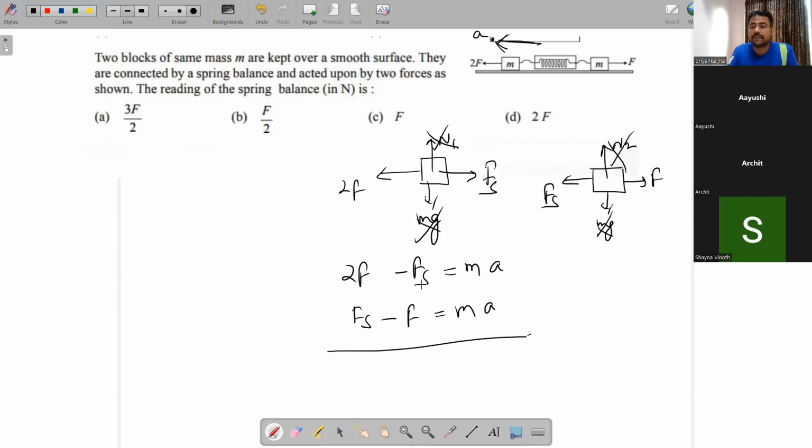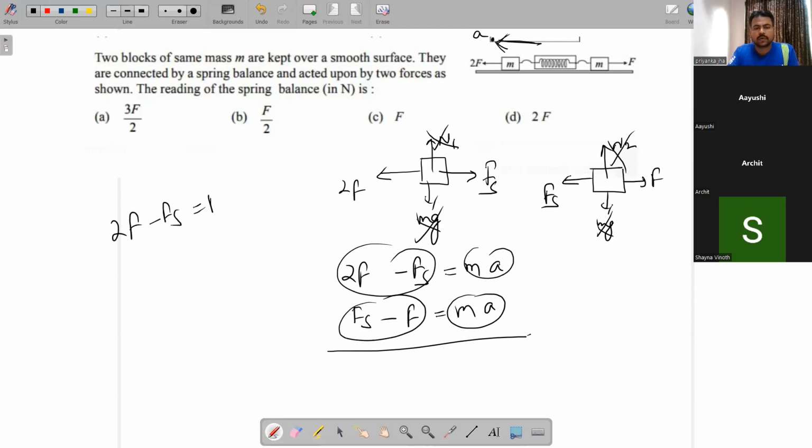You want to find Fs. That will give you the reading of the spring balance. So just equate them, since ma is the same on both. So 2F minus Fs equals Fs minus F. So 3F equals 2Fs. So Fs equals 3F by 2. That is your reading. Understood?